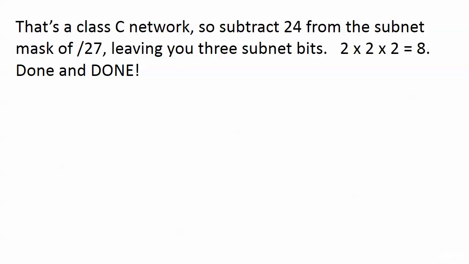First off, we know it's a class C network. No problem. We've got those ranges down. We see 200 in the first octet. We know it's a class C. What is the network mask for a class C network? It's /24. So 27 minus 24 equals 3. You've got 3 subnet bits, 2 to the third power, 2 times 2 times 2, is 8, and you're done. And you could probably look at that one and do it without even writing anything down. If you could, fantastic, nice work.